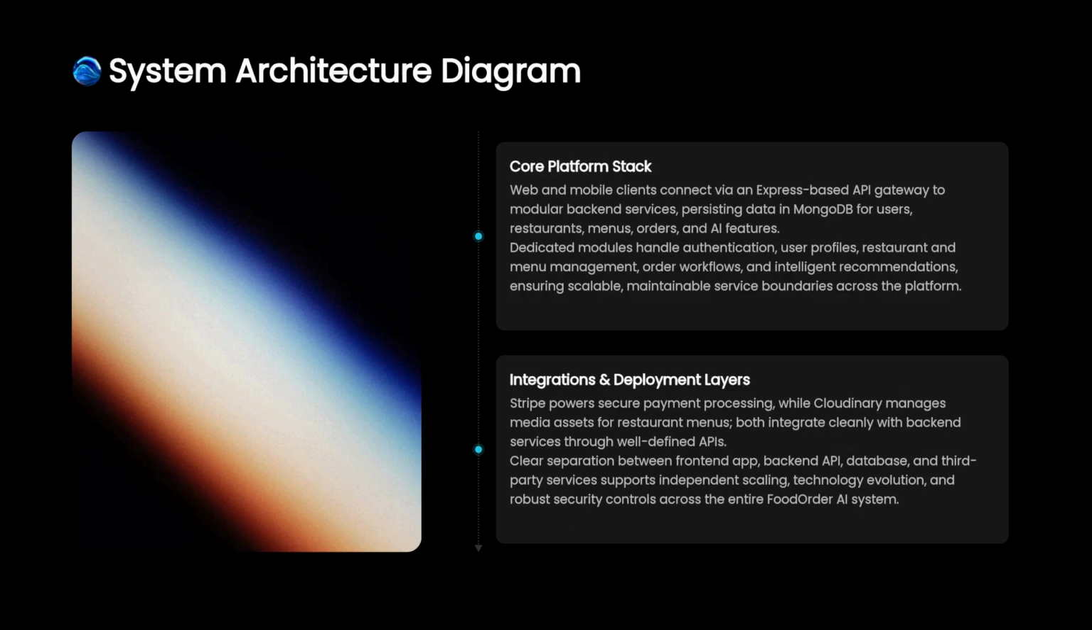So in that case, the core platform stack and the integration development layers are MongoDB, Express.js, and the backend, with the front end communicating with the backend, and through that architecture they can manage the scalability, maintainability, and efficiency for that particular app.